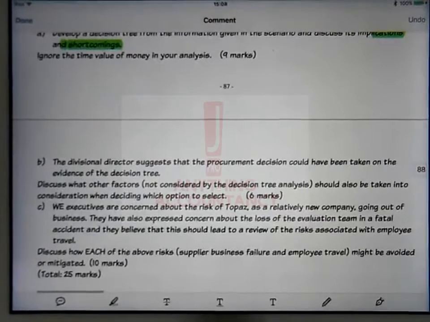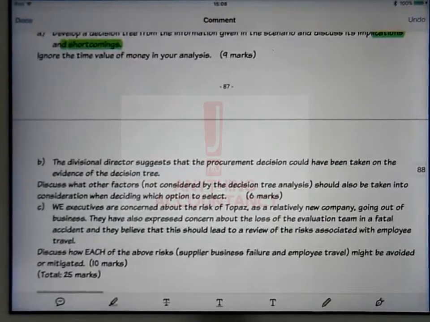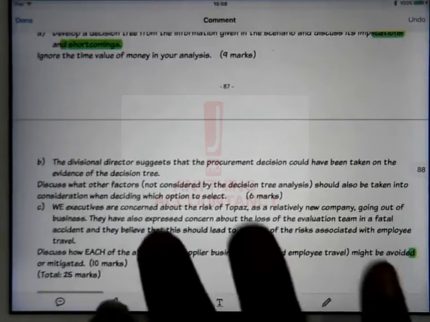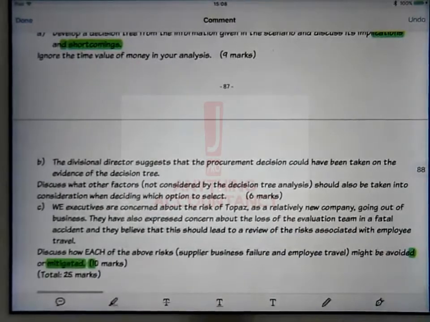Supplier business failure and employee travel. We have to read the question to find out what the risk management is. Risk management is all about how it might be avoided or mitigated. Keyword: avoided or mitigated. Mitigated means reduce. Avoided means stop it from happening. Are you clear on the words avoided and mitigated? Yes, no?